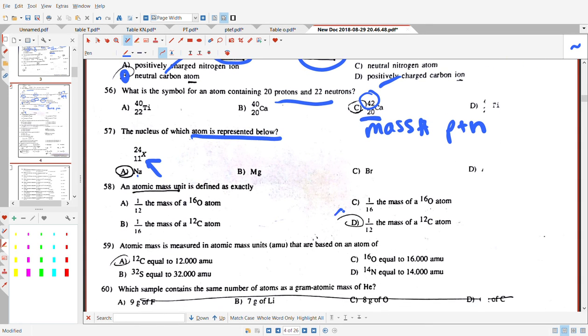They don't ask this question anymore, but you never know. The atomic mass is 1/12 the mass of carbon-12. That's the definition. This is old material. I don't see it on the new Regents, but some of the schools still ask this. That's why I just want to go over it. Atomic mass is based on carbon-12.